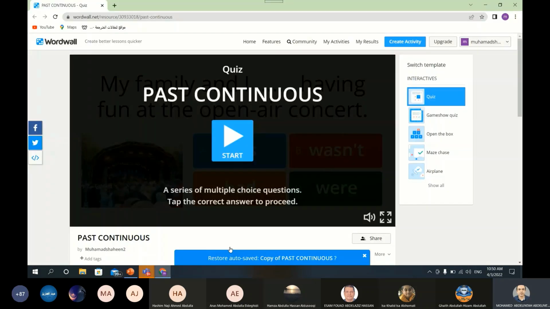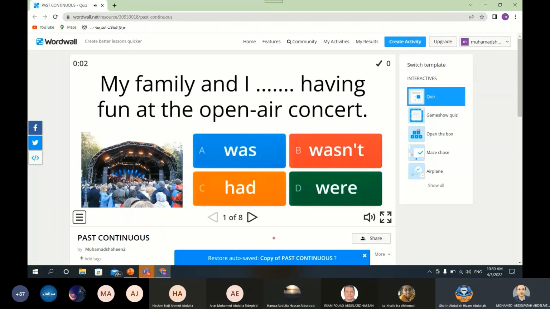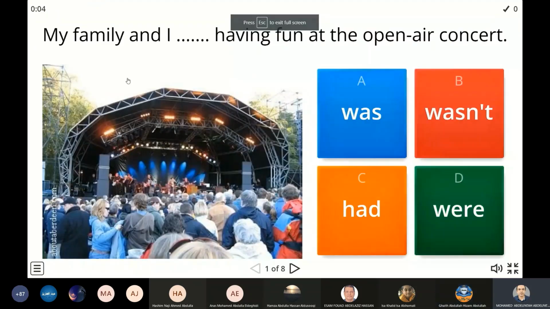Now students, let's do the activity about the past continuous tense. But please give me a chance to read the whole sentence. Here students, let's start with number 1. My family and I. My family and I, this is a plural subject. My family and I was having fun at the open air concert. So choose from was, wasn't, had, or were.